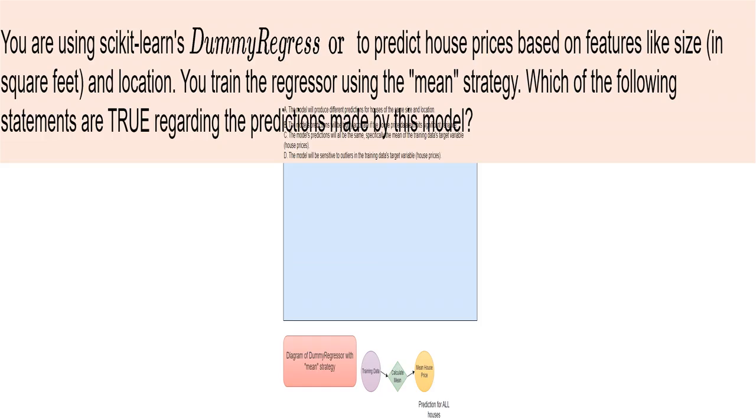This is the core problem. I'm using a DummyRegressor, a super basic prediction model, to guess house prices. The mean strategy means the model simply uses the average price from my training data for every prediction.